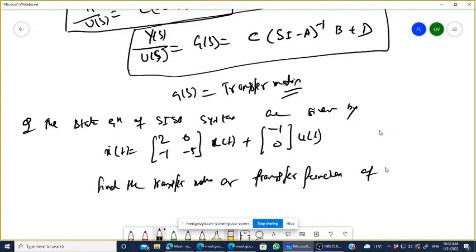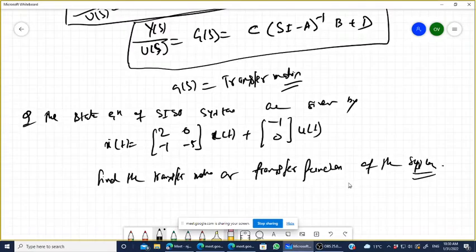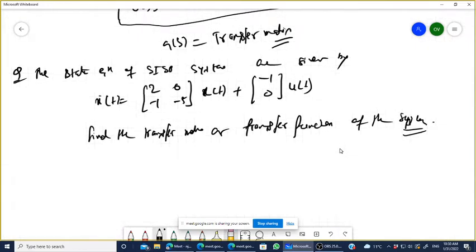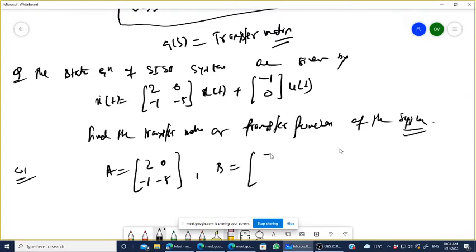Transfer function of the system. Such a problem may be asked in your GATE exam and obviously in the semester exam. It's a simple concept: the A matrix is already defined, the B matrix is defined.